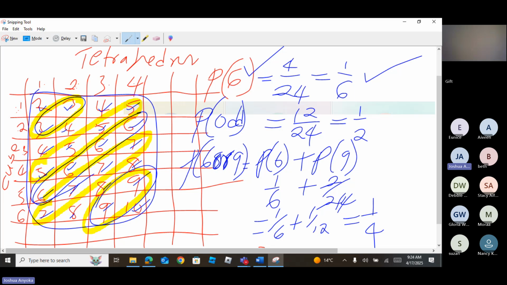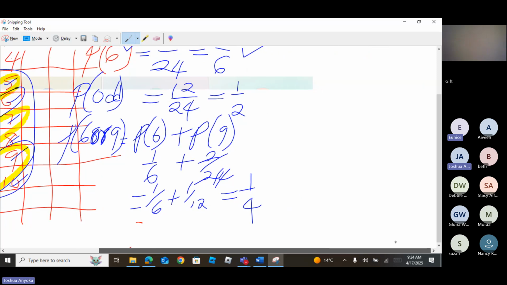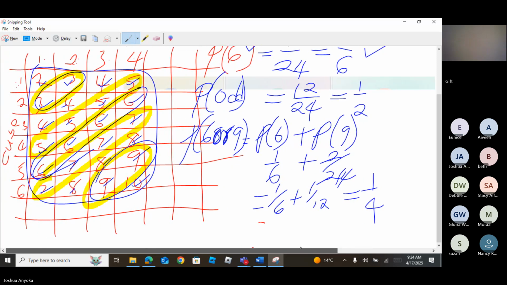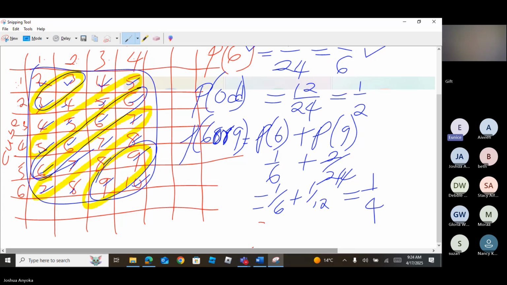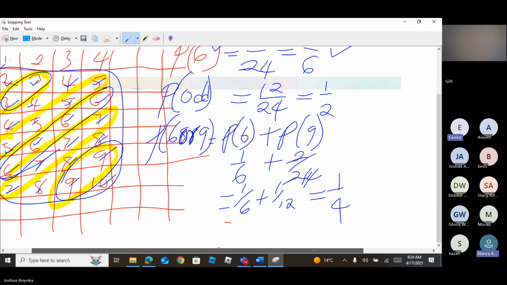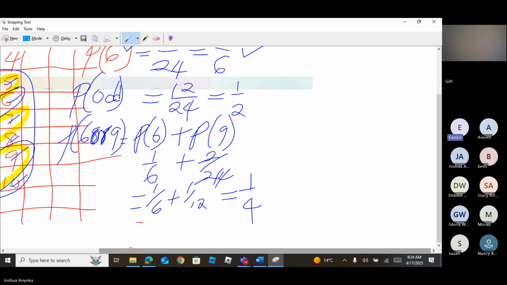Kuna swali lingine? Ama imeisha? Hakuna C. If a player wins a game by drawing a sum of 6 or 9, draw a tree diagram to find the probability that he wins at least once when the dice are thrown twice.